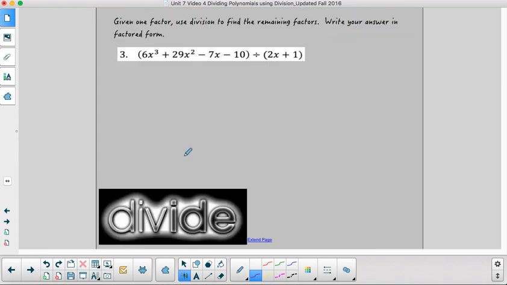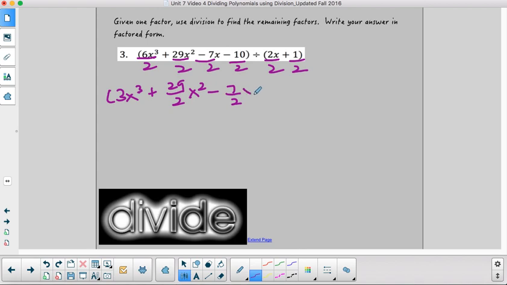Example 3. Same thing. This one is a little bit different though, because remember we have this 2 in front. So remember, what do I have to do if I have that 2 in front? I must divide everybody by 2. So this is where your calculator will come in handy if you're not a fan of fractions. So what I have here is really 3x to the third, 29 over 2x squared, minus 7 over 2x minus 5, divided by x plus 1/2.